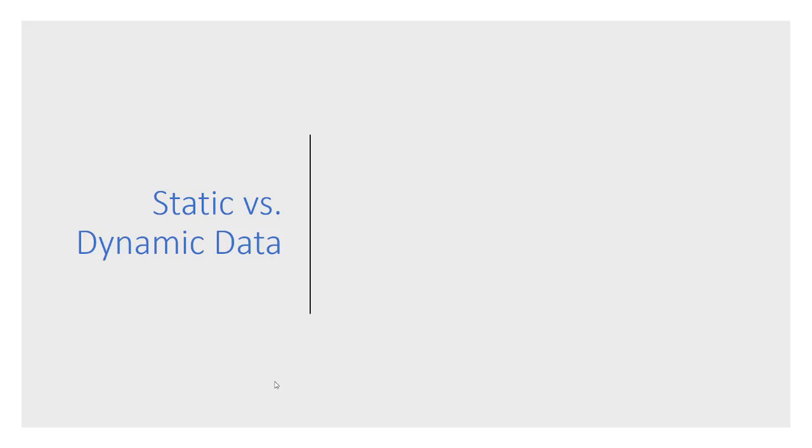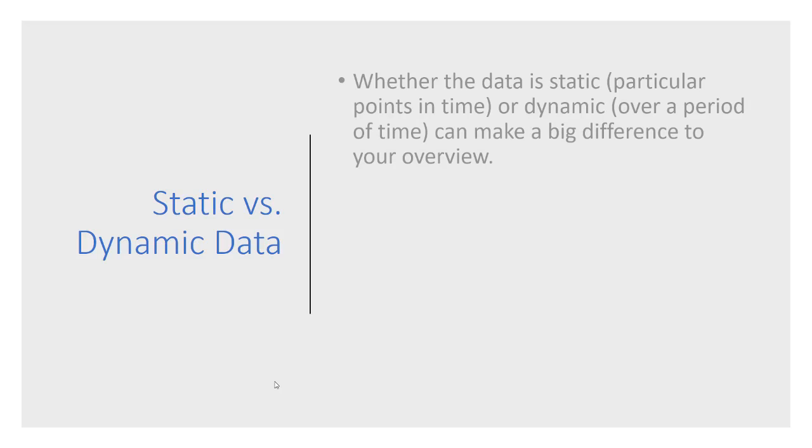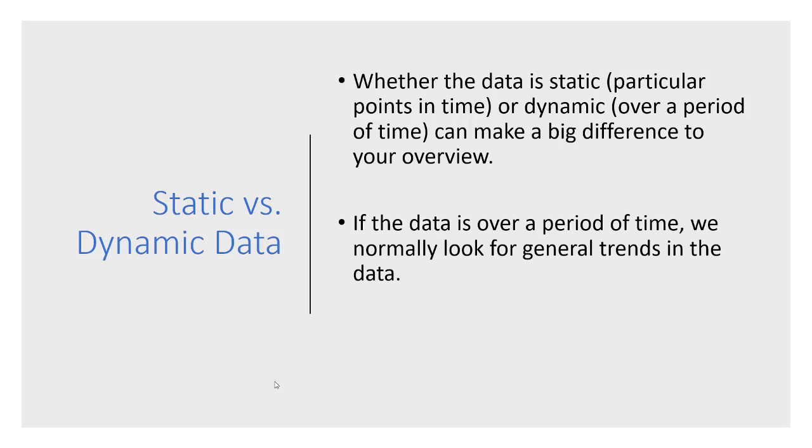So when we're thinking about key features, a good differentiation is to think about if the data is static or if it is dynamic. Whether the data is static, so particular points in time, or dynamic over a period of time, like from 1991 to 2002 or something like that, can make a big difference to your overview. If the data is over a period of time, we normally look for general trends. So if it is, let's say, a line graph from one point in time to the next, you're normally looking at general trends from the start to the end. And we'll look at this in more detail.